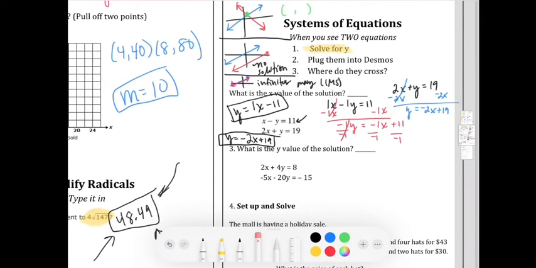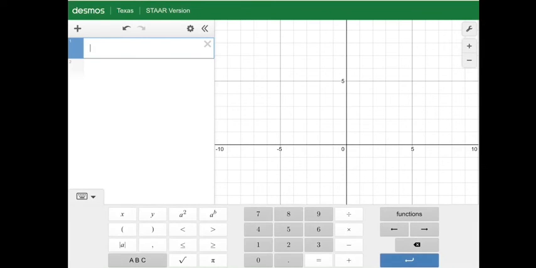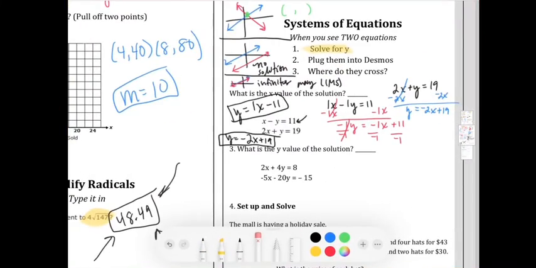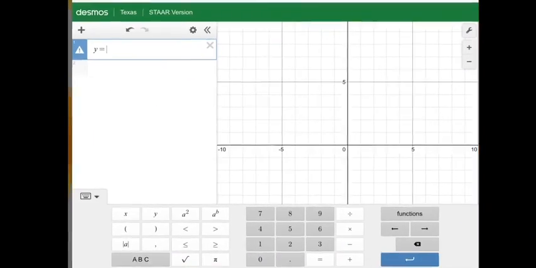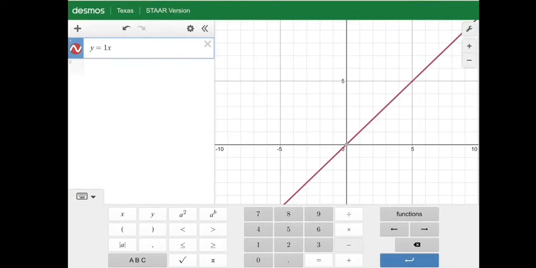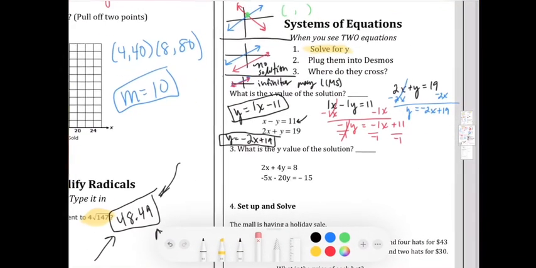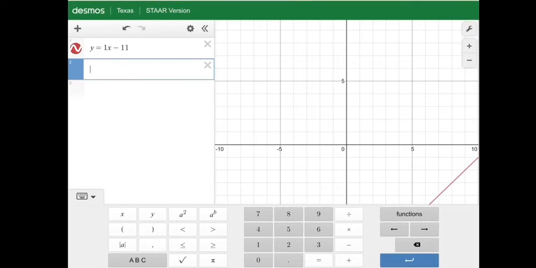So I'm going to plug both of these equations into the calculator and see where they cross. So this is y equals 1x minus 11. And this is y equals negative 2x plus 19.